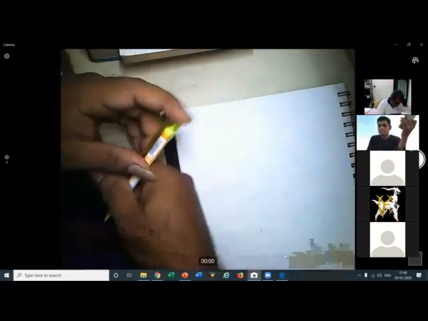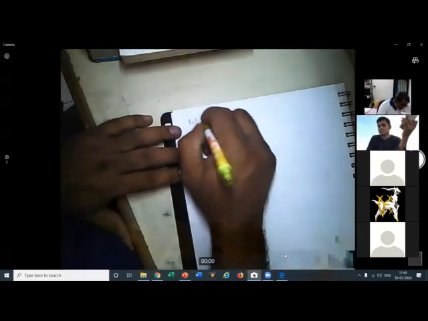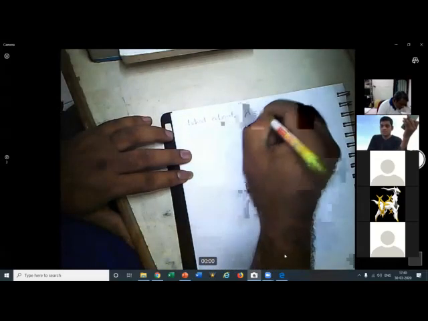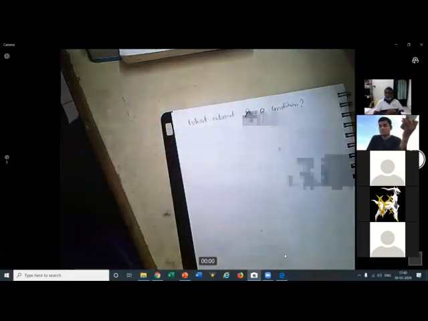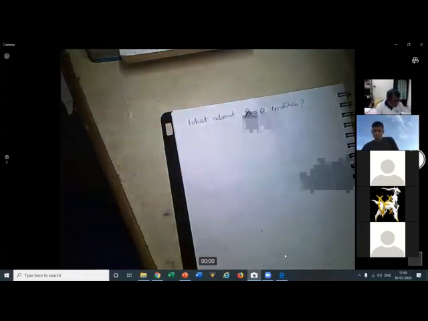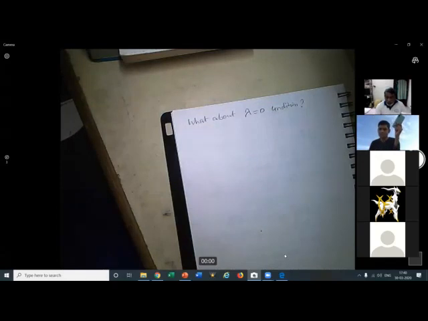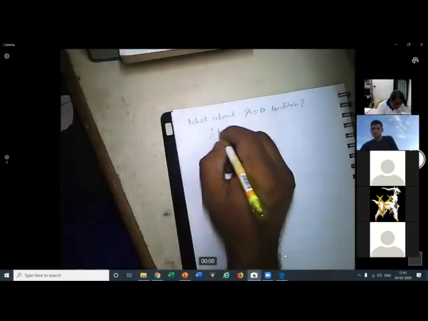So what about the lambda equal to 0 condition? What shall we do? Only Pragyan, Aditya, and Meher are participating. What about others? I need to hear from others. What about lambda equal to 0 condition? Epsilon dot p equals 0. Very good.